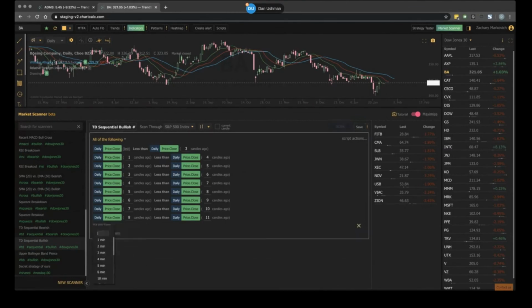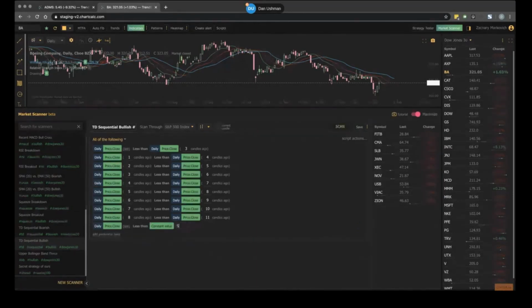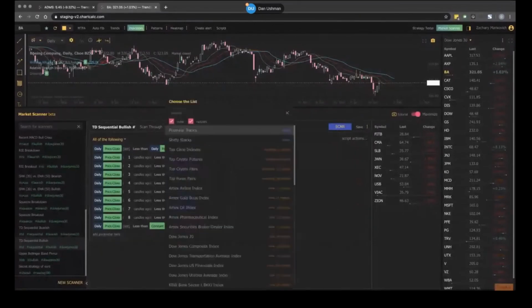So I'm going to add another condition because I don't want anything that's priced too high. I'm going to say price close is less than the constant value. Call it $50. So this will find any symbol priced under $50 that has a TD sequence down in it. I'm going to search the S&P 500, right?